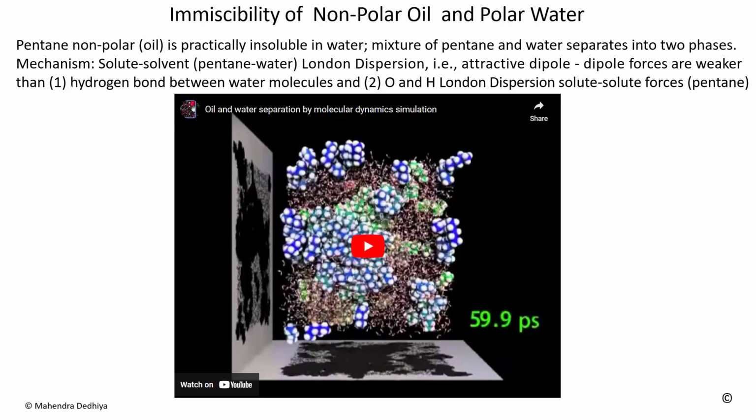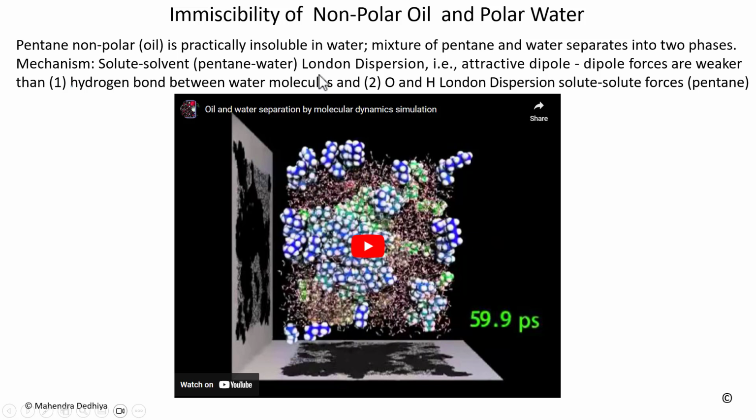Next question then is immiscibility of non-polar molecules in a polar system. In this case, oil and water. It's well known that oil and water do not mix, they separate. In this example, pentane is represented as non-polar oil, which is insoluble in water, and it's shown as blue and green, and water is shown here as red and white.